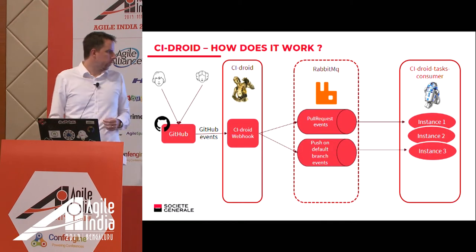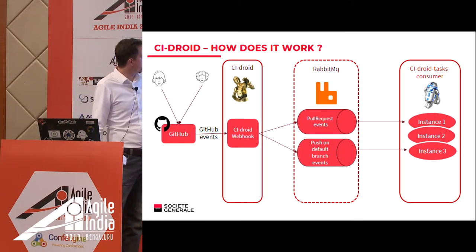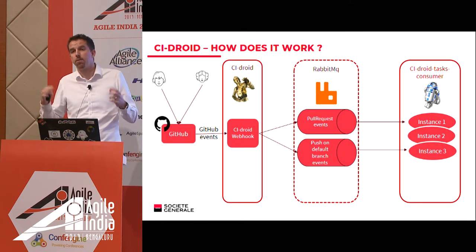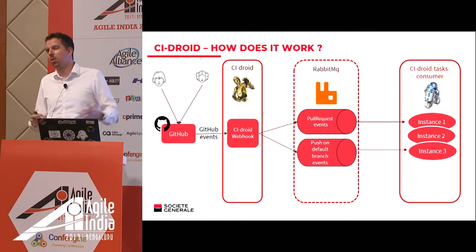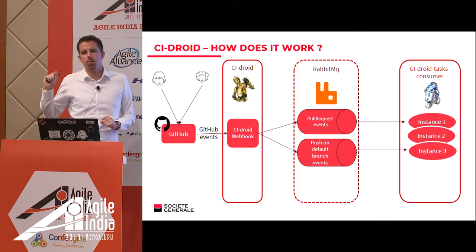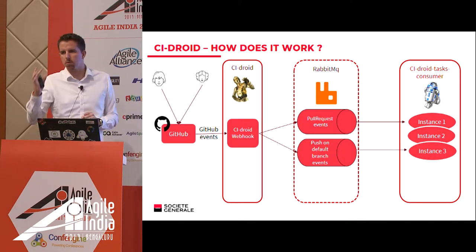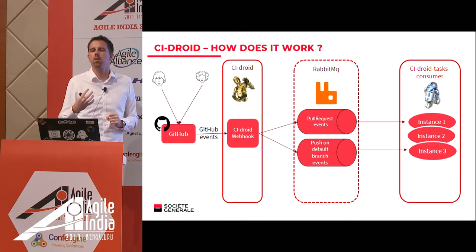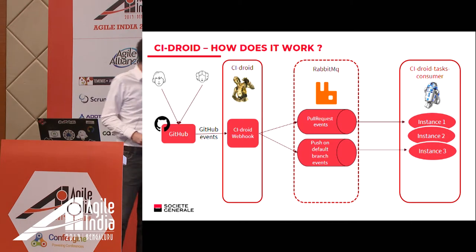How does it work? So I was saying ci-droid gets notified. Actually, I don't know if all of you are aware, but when developers use GitHub, everything is converted into an event. Every time you commit, every time you create a branch, a pull request, anything, it's an event. Then you can go to GitHub and say, these types of events, please send them to this endpoint. That endpoint is simply a webhook. So all you need to do is create a controller that is going to receive that payload. So that's what we do here with that ci-droid webhook.